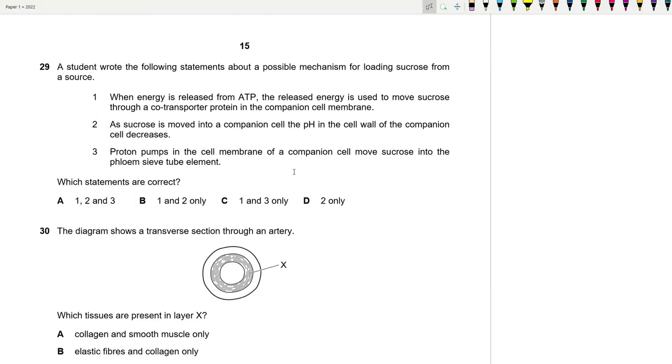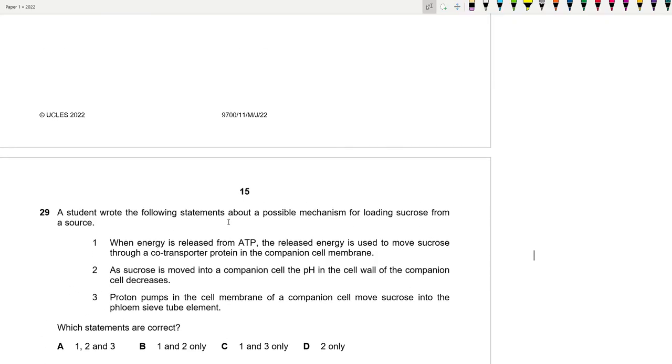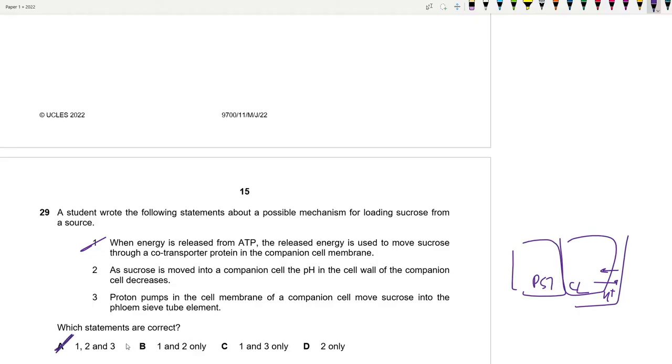29. A student wrote the following statements about a possible mechanism for loading sucrose from a source. When energy is released from ATP, the released energy is used to move sucrose through a co-transporter protein in the companion cell. Wrong. This is the companion cell, phloem sieve tube. This is the cell wall. We use energy to pump H plus inside here, but sucrose moving down through the co-transporter is a passive process, which is why A is wrong, 1 is wrong. It has to be D.